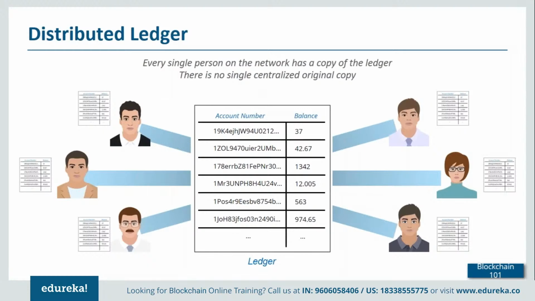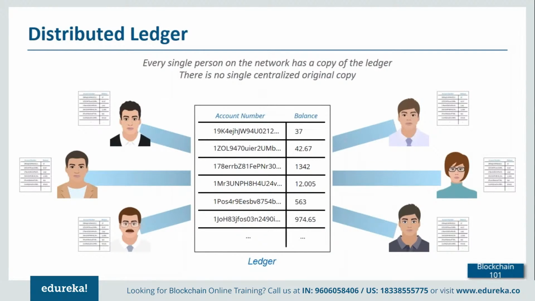Now, you might be wondering, if you have a copy of the ledger, can you not just modify the ledger and make profit out of it? Definitely not. This is where the peer-to-peer network of the blockchain system comes into play. Because even if you try to manipulate a ledger, it's only reflected in your ledger.